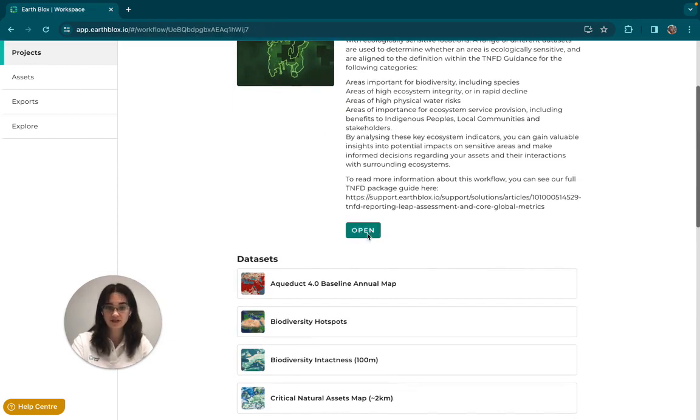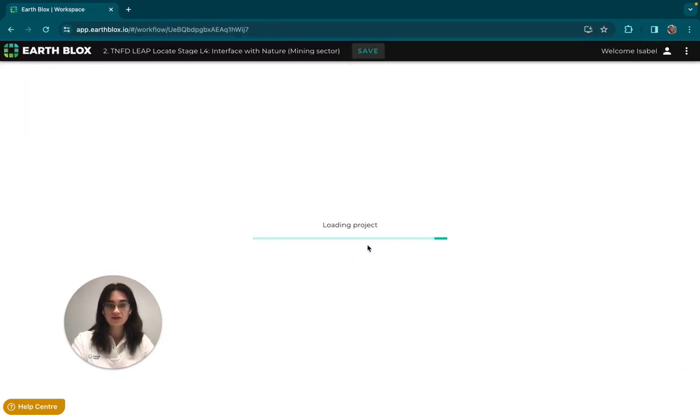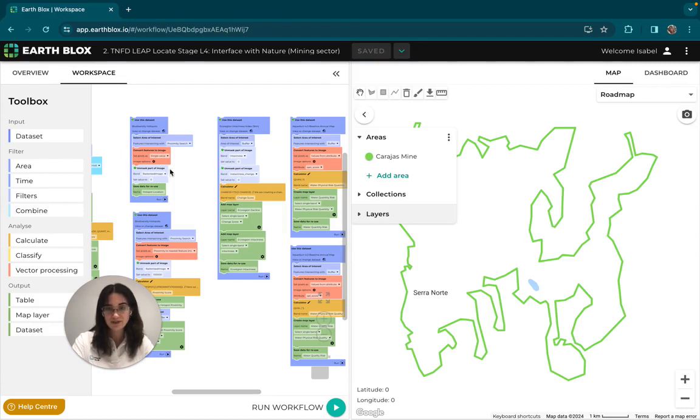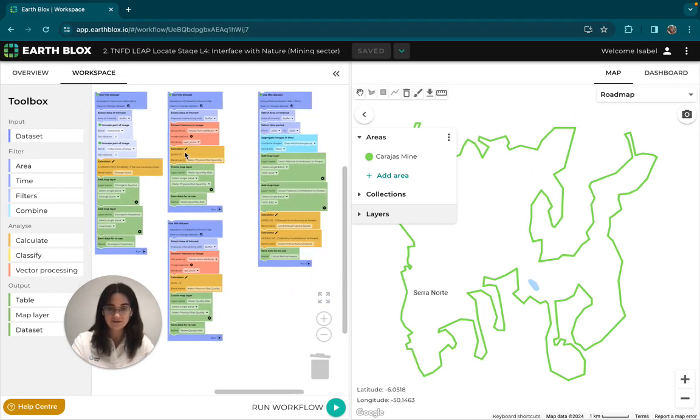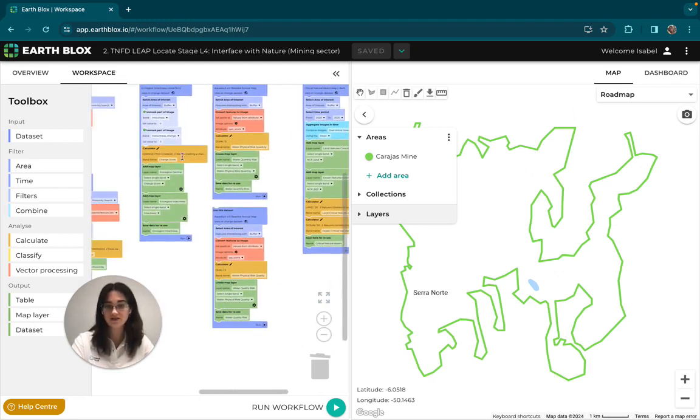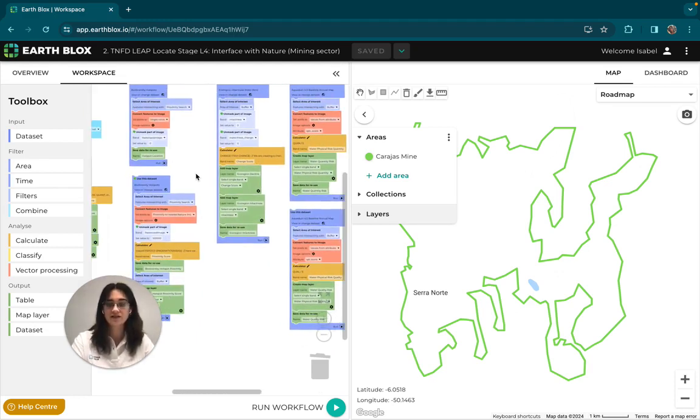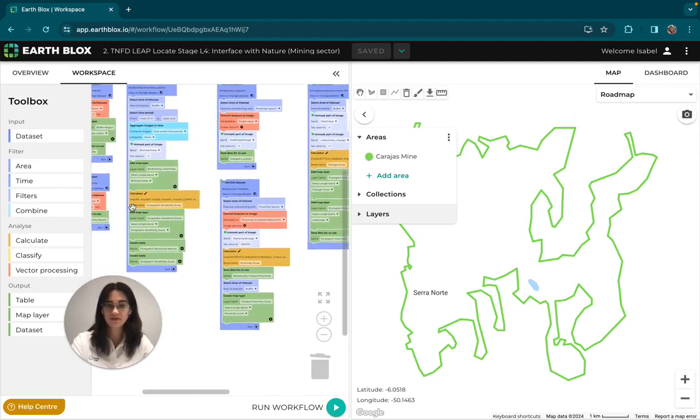If we open the project, we can see the processing steps on the left side and the map output on the right side. This part of the assessment uses a range of different datasets to determine whether an area is ecologically sensitive, either due to its biodiversity, its ecosystem integrity, its ecosystem service provisions, or if it's at high risk for water scarcity.